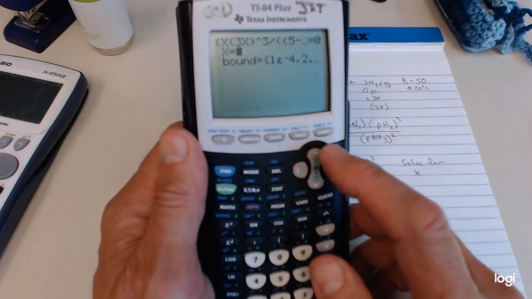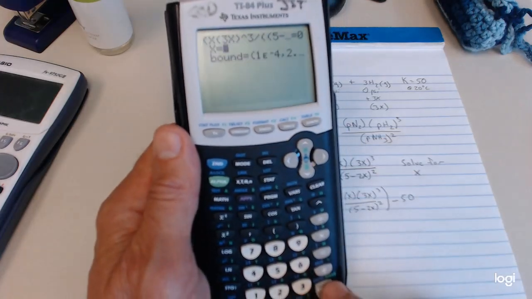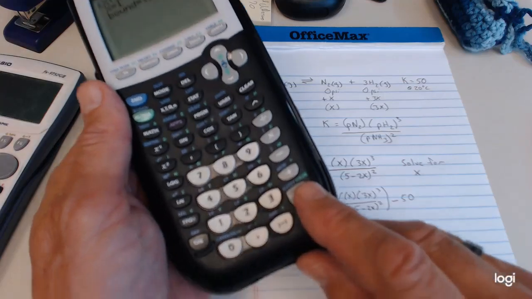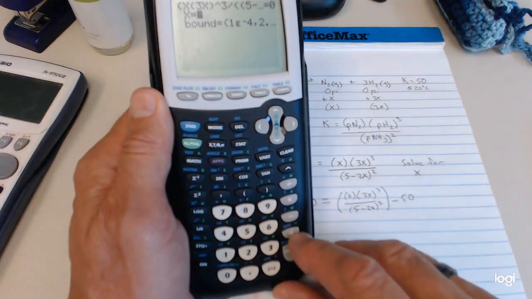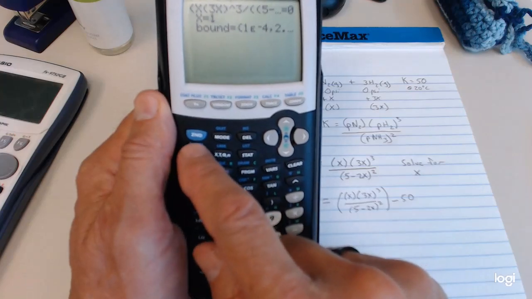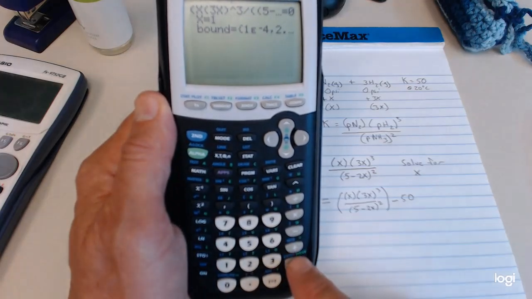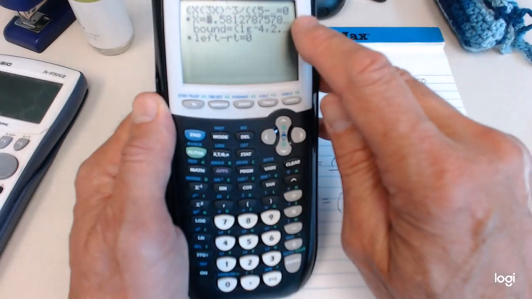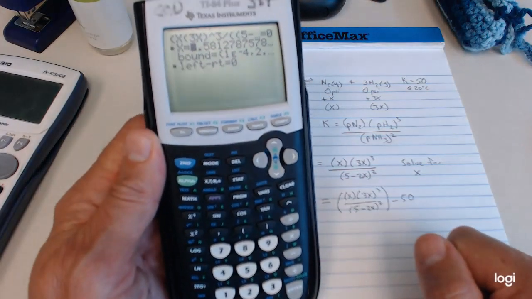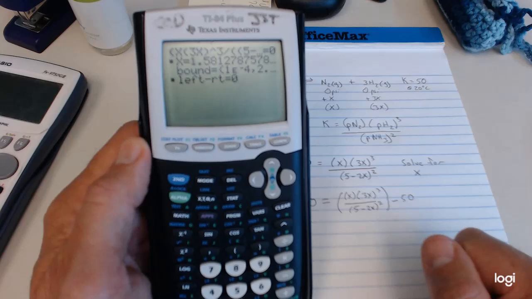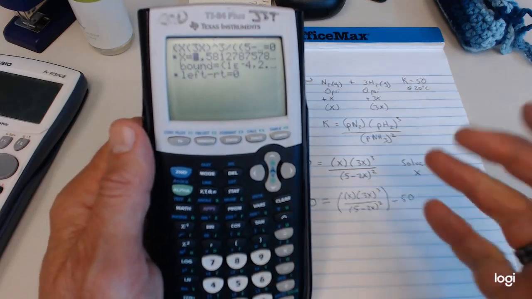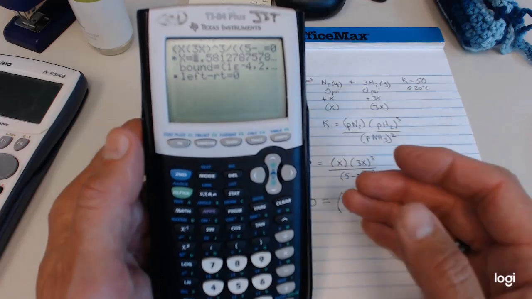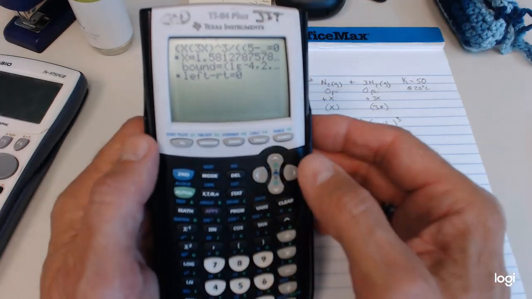So I've got that. Everything's in place. Now what I want to do is tell it to solve, and I have a green key down here that says solve. It's kind of hard to see on here, but I'm going to activate the green key and say solve. You'll notice it's thinking on the right, and then boom, it pops out the right answer. So the root for this is 1.581.